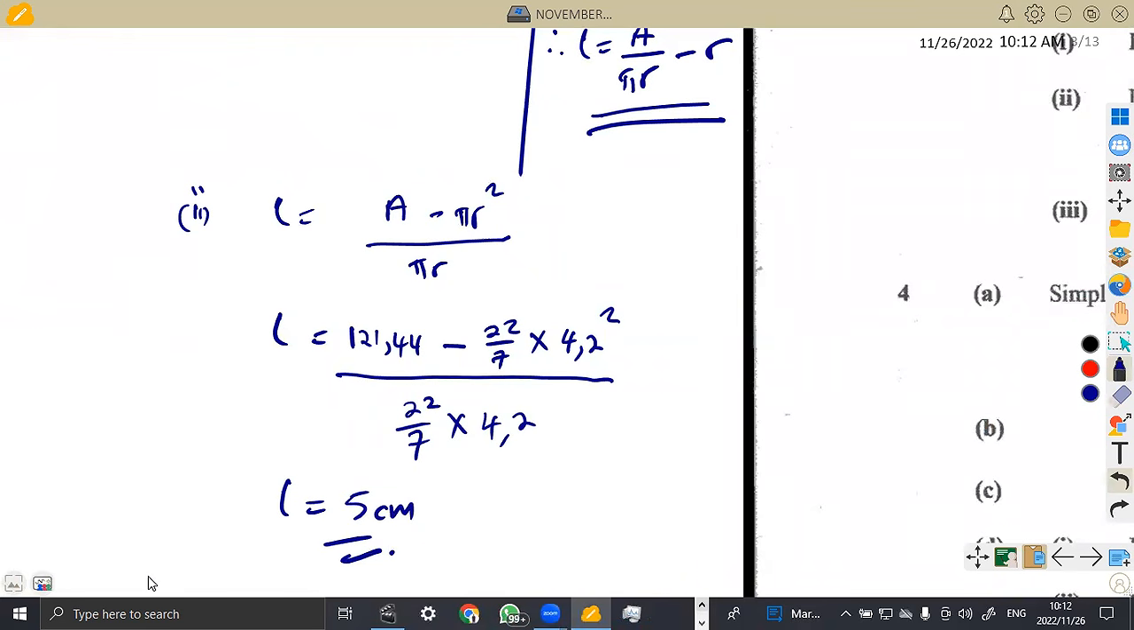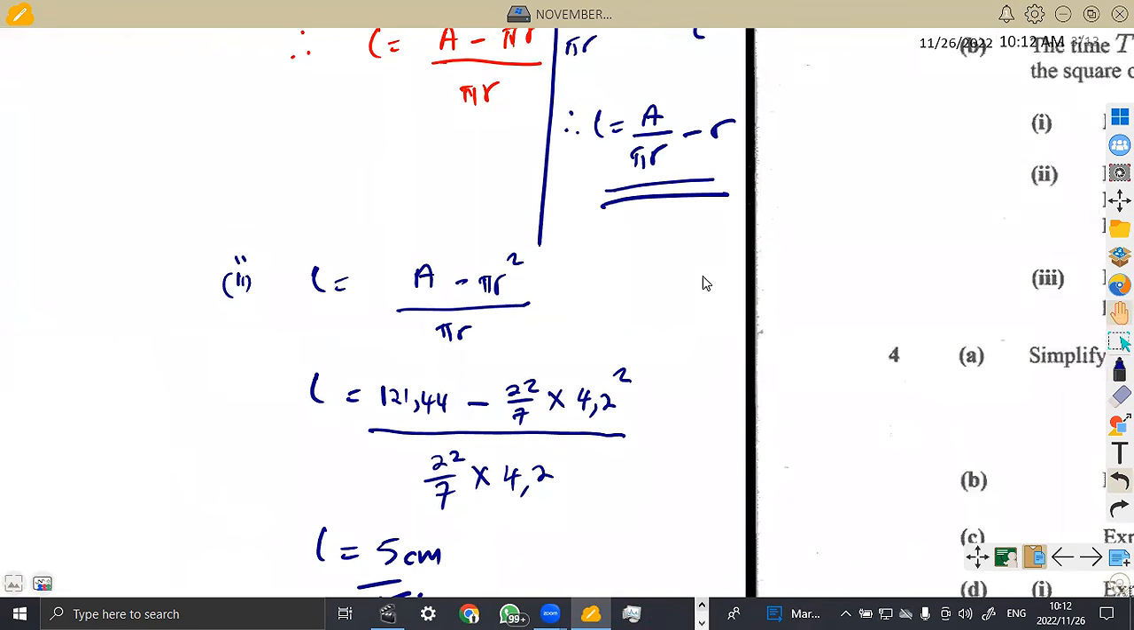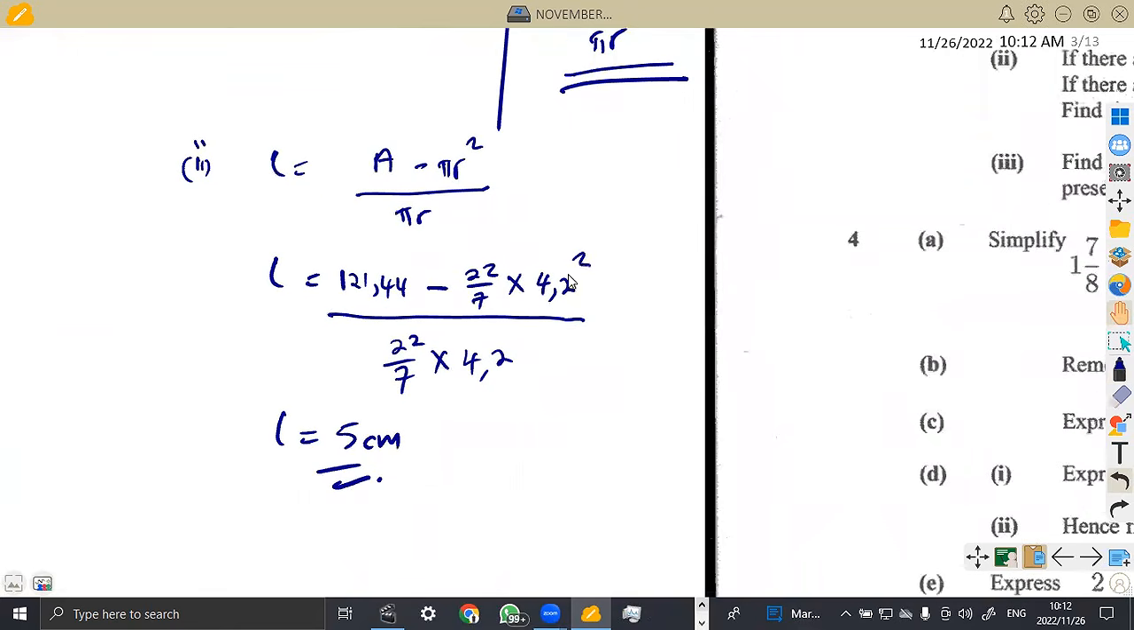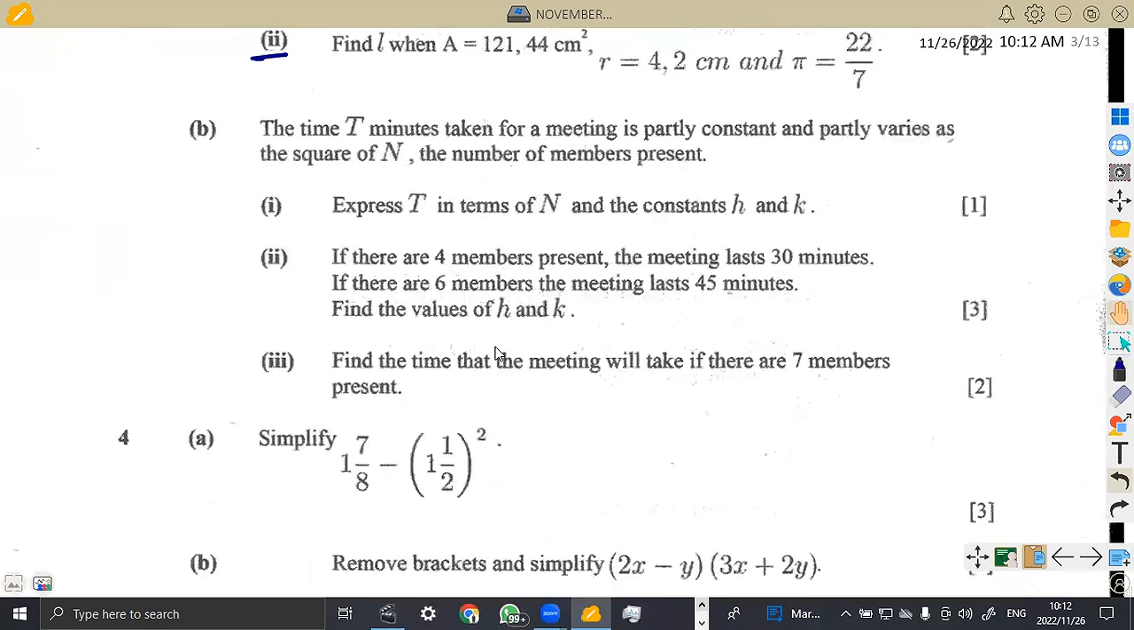So like I said, there are so many ways that you could have done this. You can even substitute into this L that you have, or you can substitute into the original formula the values that you're given. It depends on what is best for you.